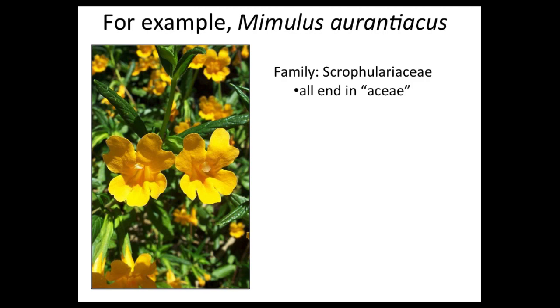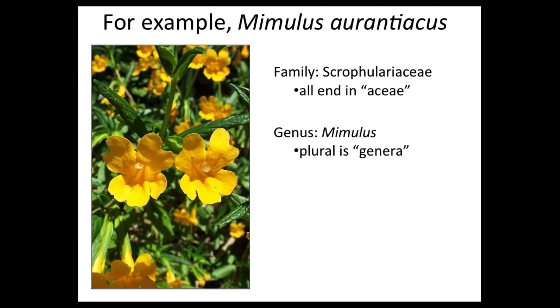So notice this family name ends in Aceae. All plant families end in this. So if we see a fancy word with this Aceae on the end, then we know it's a plant family. But we can't just look at this plant and say that's a Scrophulariaceae, because in this family there are hundreds of different species in California alone.